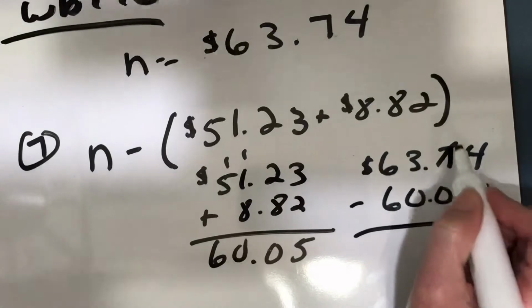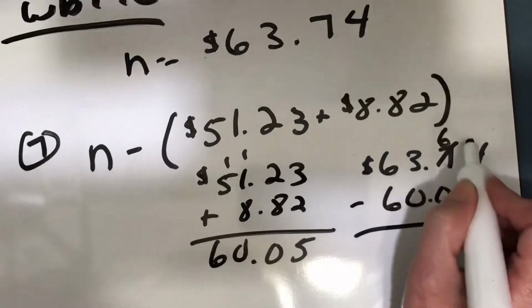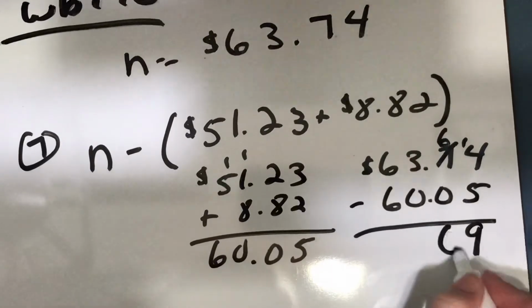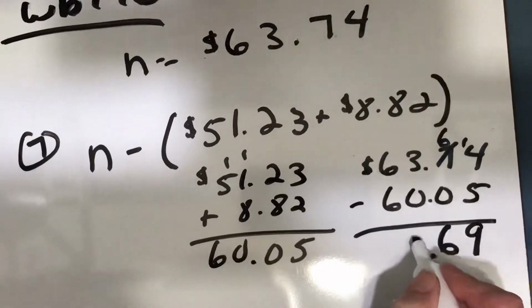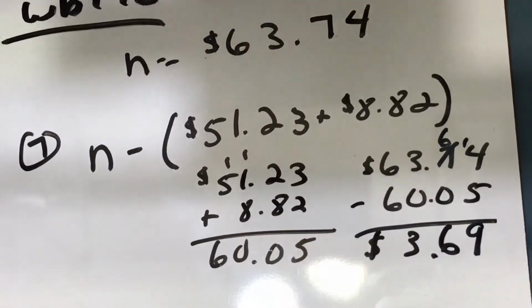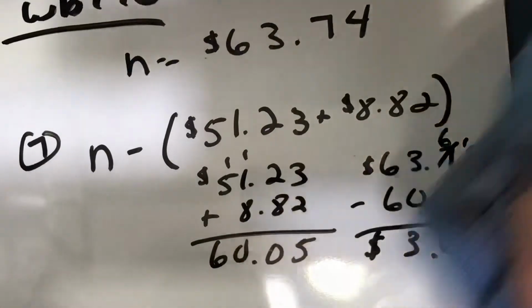regroup this 7 as 6 tenths and 10 hundredths. So 14 minus 5 is 9, 6 minus 0 is 6. Put my decimal point, and that's 3. And 6 minus 6 is 0, so $3.69. Now let's look at the problem solving.